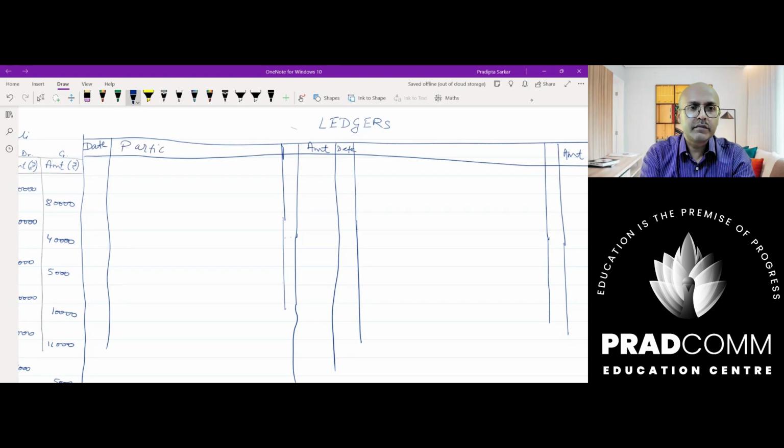Please draw the columns. This is particulars. This is JF, journal folio. This is particulars, JF. And at the very top left hand side, you will write debit, DR full stop, and top right, you will write CR full stop.